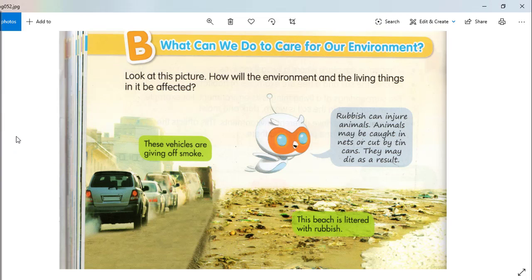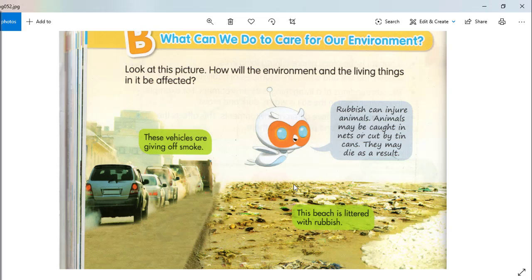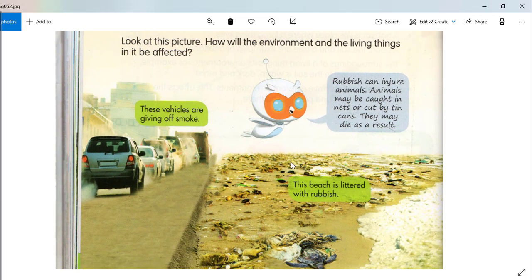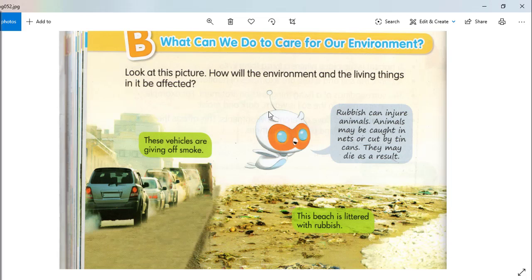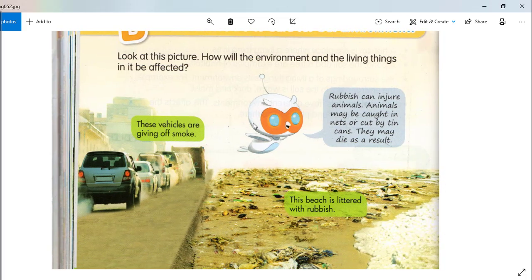So because humans nowadays, most of them try to make more modern things like cars, like plastic, which they think is very useful, but actually it gives a bad impact to our environment. So what should we do? That's why we are going to learn these things. So what can we do to care for our environment? Okay, so look at the picture.